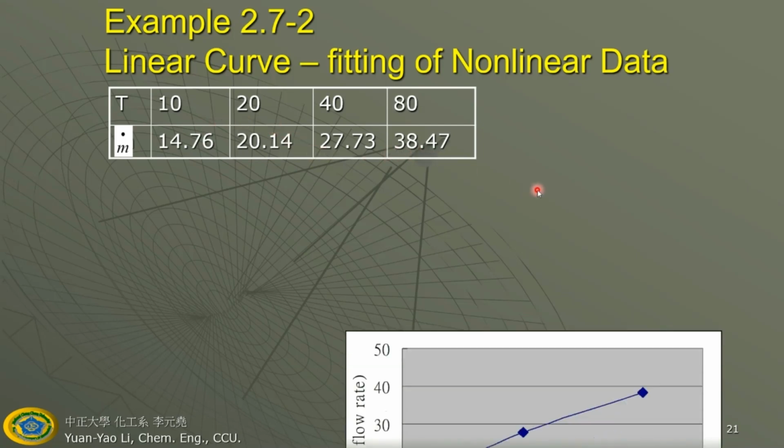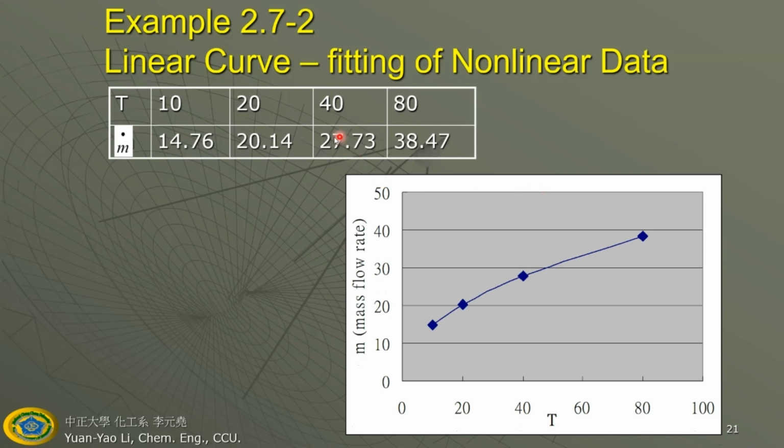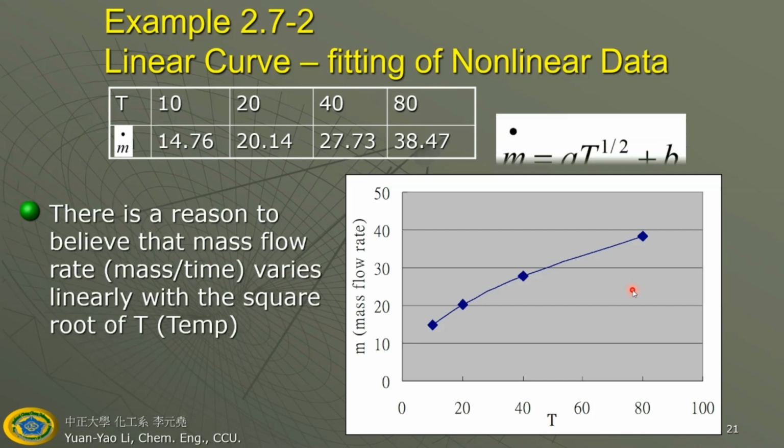Okay? So when you draw a plot like this, temperature T here, 20, 40, 60, 80, you get the mass flow rate like this. Unfortunately, this is not linear. This is not a linear equation. So you need to make it linear. Can you do that? If I don't tell you this, I don't know whether you know or not.